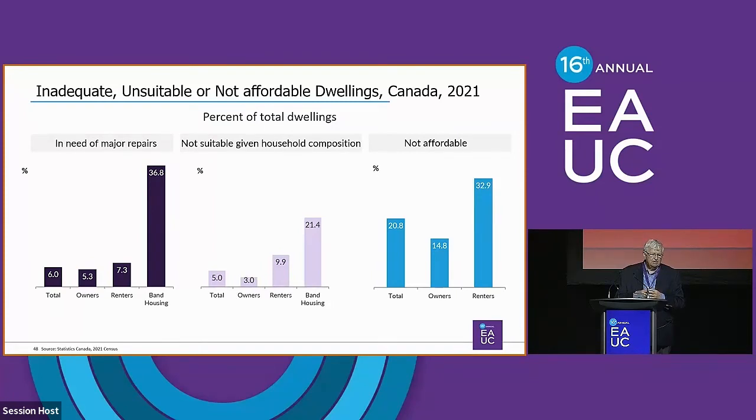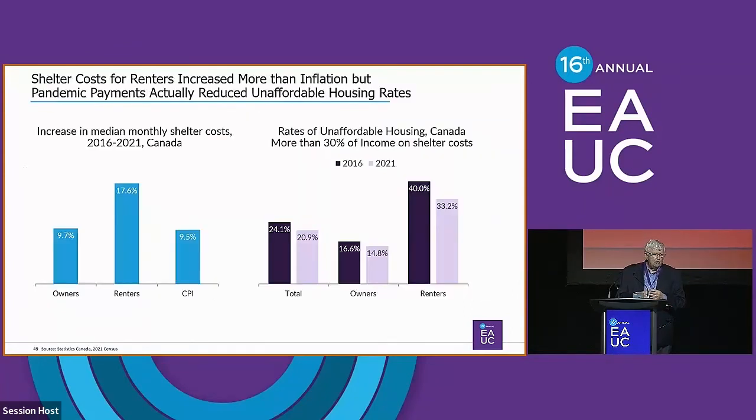And in terms of the affordability of housing, about 20% of Canadians fall into the category of housing not being affordable. That is, they spend more than 30% of their income on housing. It's often used as a guideline. Much higher, of course, for renters than for owners. But if we look at what's changed, a number of things.